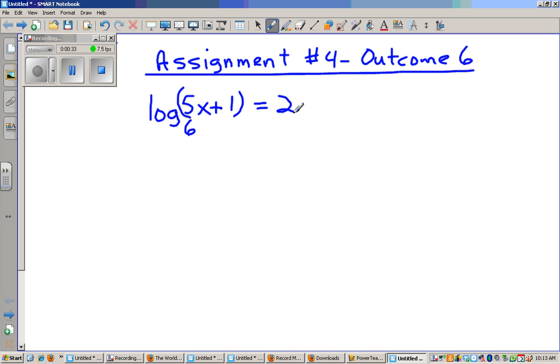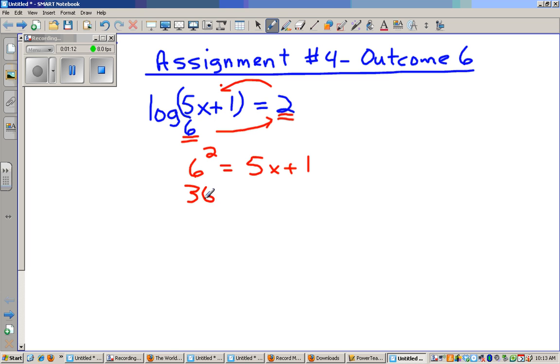Do you remember in one of the starts of this unit, we saw something like this? The log of base 6, 5x plus 1 equals 2. Remember that we could change any single log expression to an exponential equation? Is that good? You understand that? This is the base, this is the power, this is the answer. So we go like that, right? 6 to the 2 equals 5x plus 1.